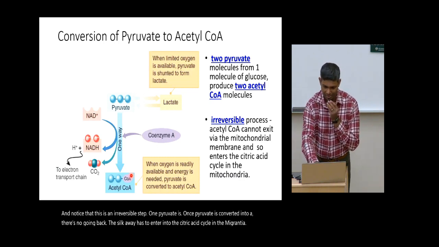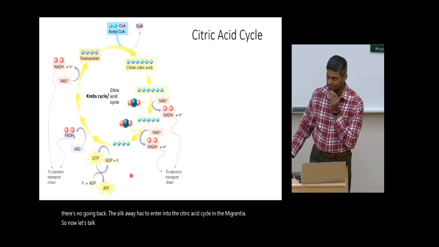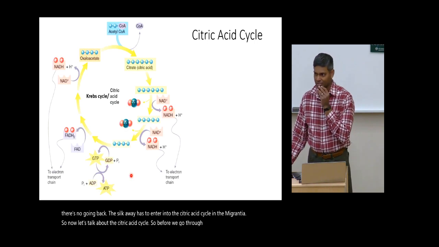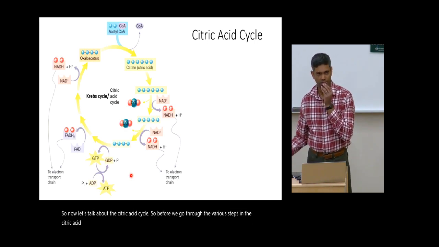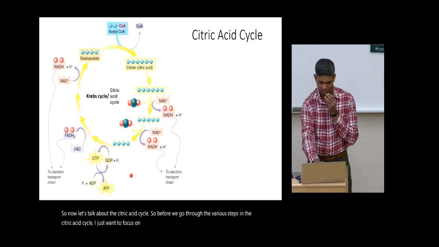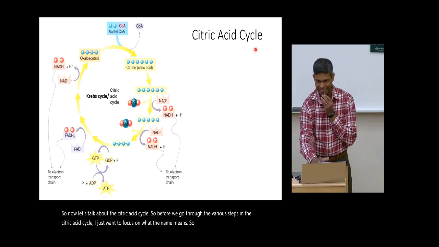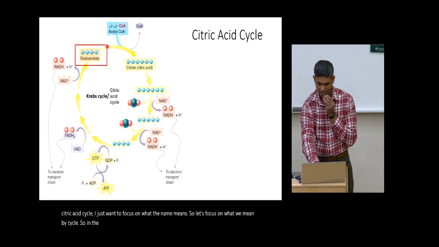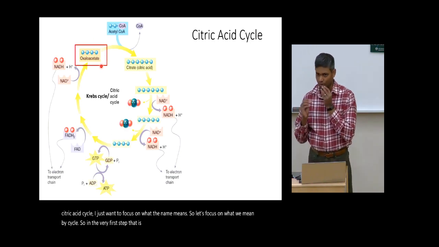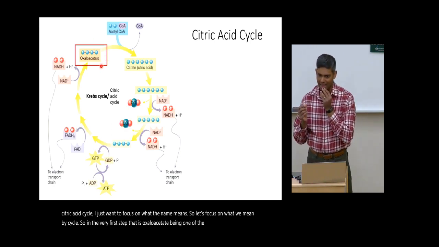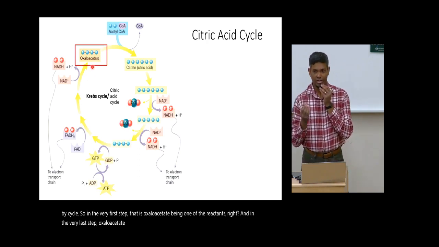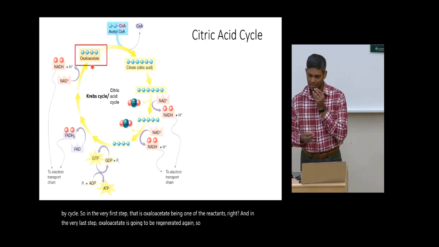So now let's talk about the citric acid cycle. Before we go through the various steps in the citric acid cycle, I just want to focus on what the name means. So let's focus on what we mean by cycle. In the very first step, oxaloacetate is one of the reactants, right? And in the very last step, oxaloacetate is going to be regenerated again. So that's why it is a cycle.